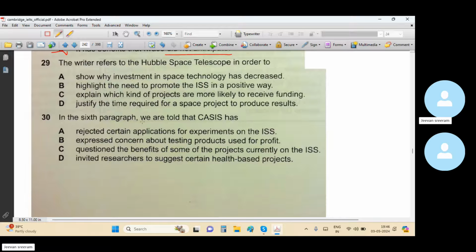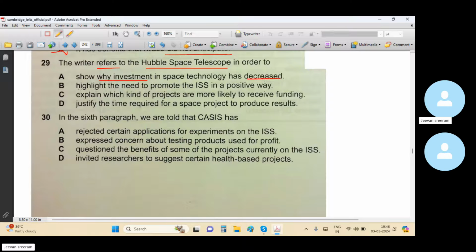We have just seen proof lines from the passage also. Right. Next question. The writer refers to Hubble Space Telescope in order to show why investment in space. Let me underline some keywords. Why investment in space has decreased.